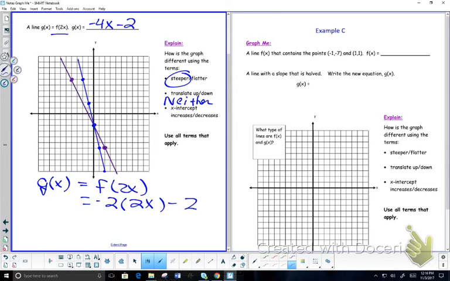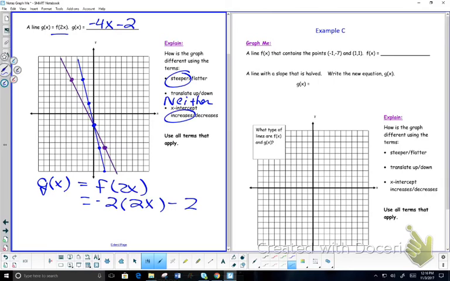Now take a look at your x-intercepts, comparing your purple to the blue. Did the blue one increase or decrease in comparison? It increased. These are all the kind of ways you would describe these transformations. Right now I'm providing them for you.